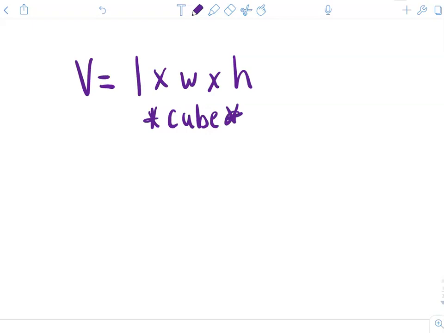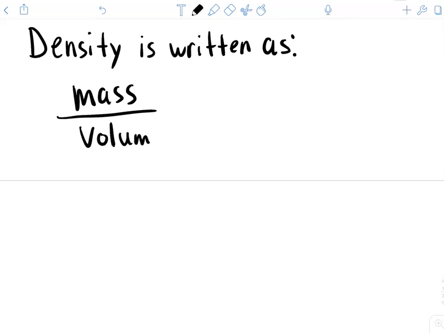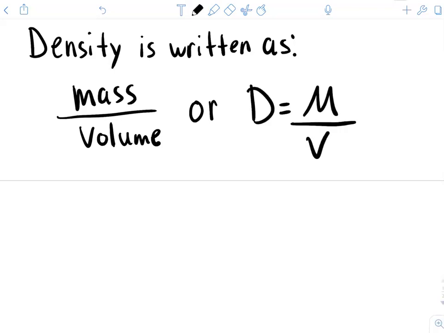Okay? And then we need to know our density equation, or the way that we write density. So density is written as mass over volume, or the way that you're going to see it and the way that I write it is M over V. Same thing, mass over volume. We're just making it a little bit shorter.